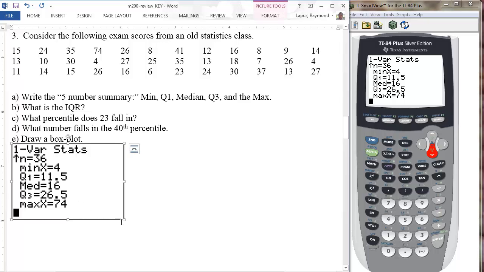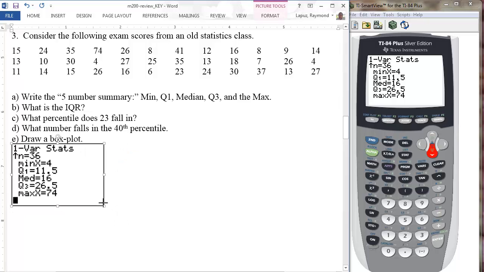So this is our 5-number summary. The minimum is 4. The first quartile is 11.5, the median is 16, the third quartile is 26.5, and then the maximum is 74.